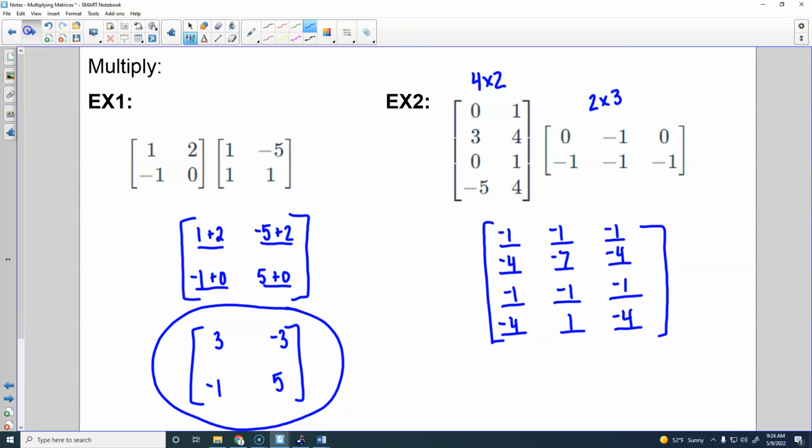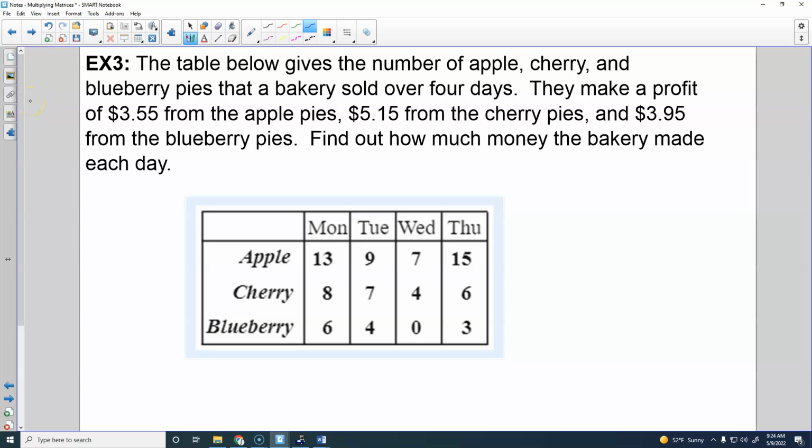All right. Okay, here is an application problem for us. The table below gives the number of apple, cherry, and blueberry pies that a bakery sold over 4 days. They make a profit of $3.55 on the apple pies, $5.15 on the cherry pies, and $3.95 from the blueberry pies. Find out how much money the bakery made each day.